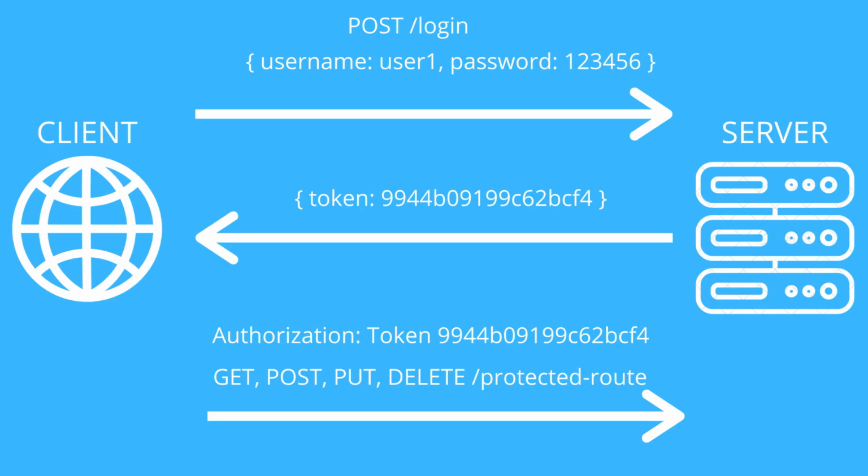Token authentication seems daunting at first, but after understanding the basic flow of posting credentials to get a token in return and using that token to access protected routes, you can see that it's actually quite simple.